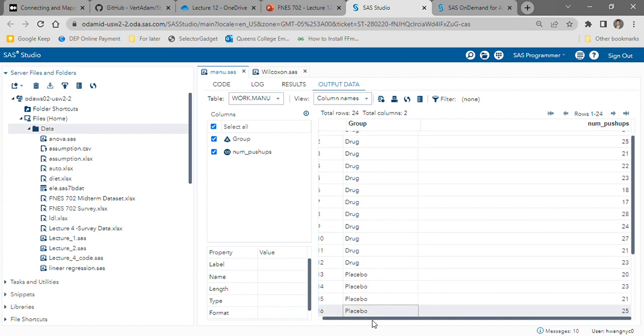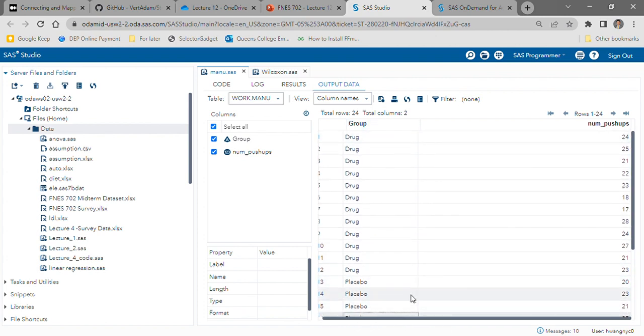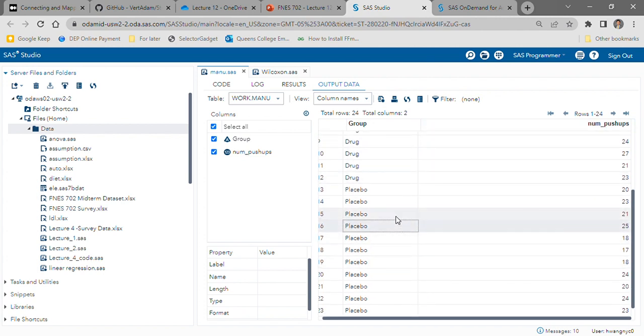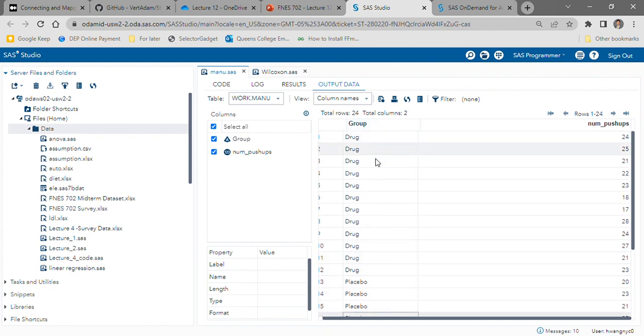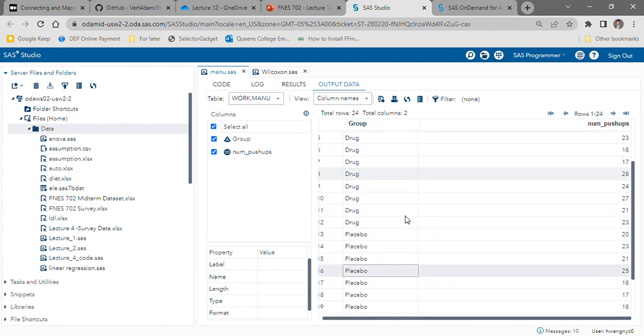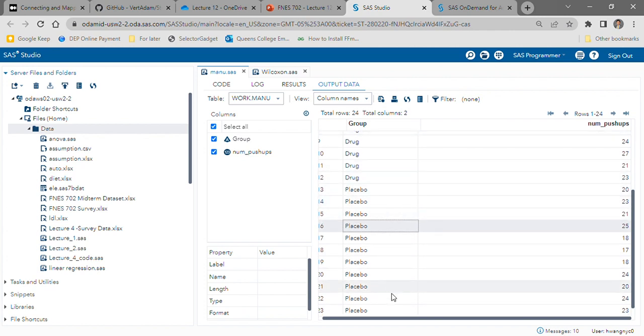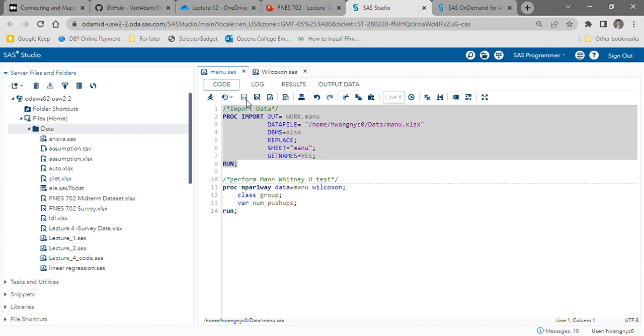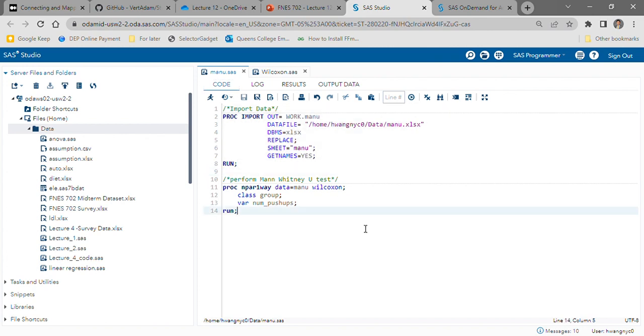The data set name, the columns. Seems like there are two columns here. One column name is group, and the other one is named num push-ups. And we have a drug group, and we have a placebo group right over here, right? So the drug group is our caffeine, and then the placebo group is our no caffeine group, okay? So now we're going to simply go ahead and perform the code that's going to give us the results for the Mann-Whitney U, right? So let's just take a look at this code. We have the data. Data is going to be manu.